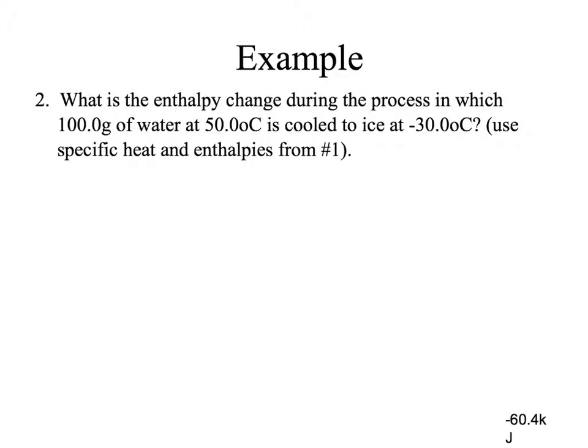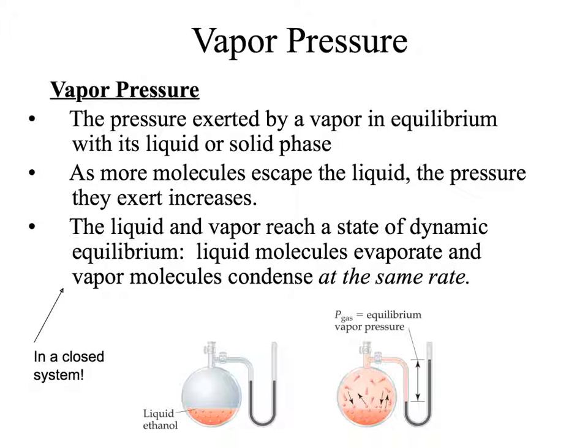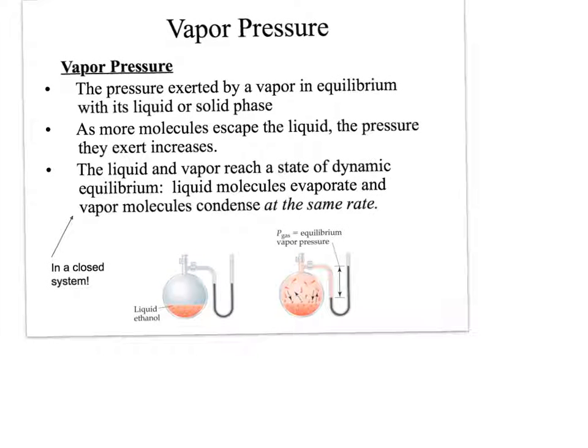I'm going to jump forward to vapor pressure. So vapor pressure is defined as the pressure exerted by a vapor when it's in equilibrium with its liquid or solid phase. So if you think about what equilibrium means: no change. So let's look at this picture. And so here we have liquid ethanol.